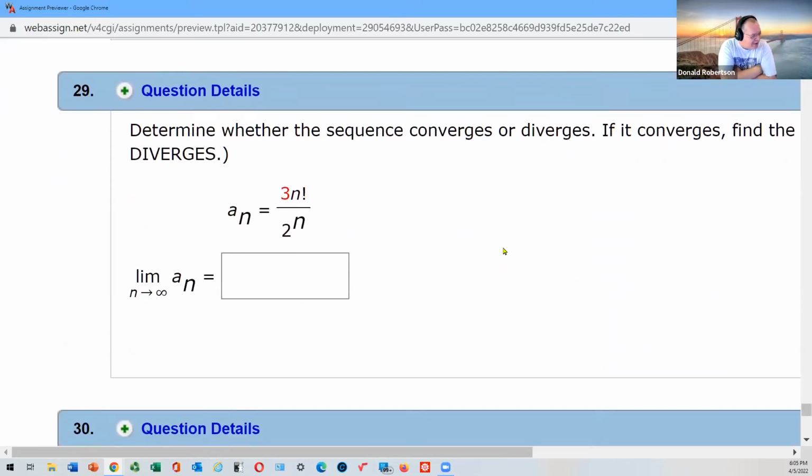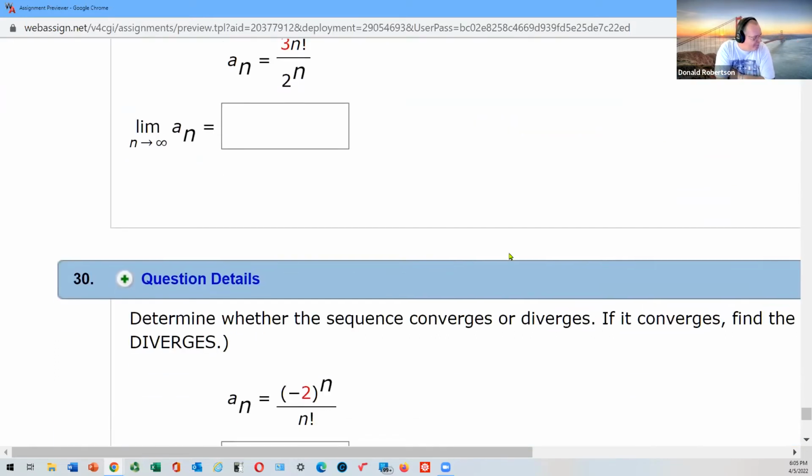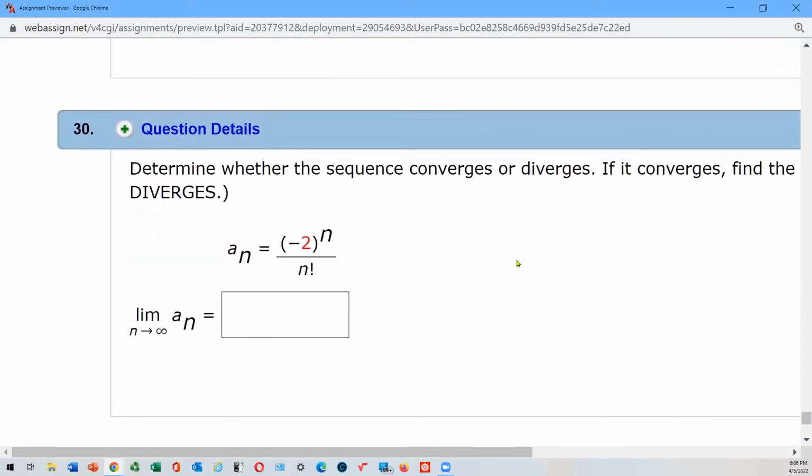Oh, there's our friend. Can you see an example of the relative growth rate one? Okay, so everybody agree it's infinite, so it's divergent. Agreed. What about 30? What's the limit of that going to be? 0. Isn't that the relative growth rate situation again?